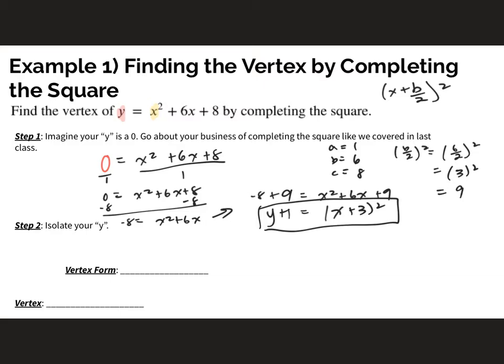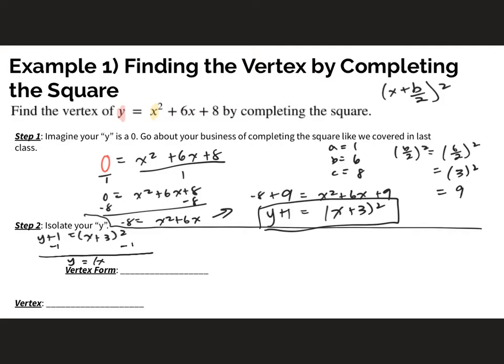So in step 2, I have, let me just rewrite it here, y plus 1 equals (x plus 3) squared. And what I want to just do is isolate my y. So I isolate my y by getting rid of any terms that are right next to it, right? The only term right next to my y right now is this plus 1. So I'm just going to subtract 1 on both sides. And I get y equals (x plus 3) squared minus 1. And that's actually our vertex form. So we have y equals (x plus 3) squared minus 1.